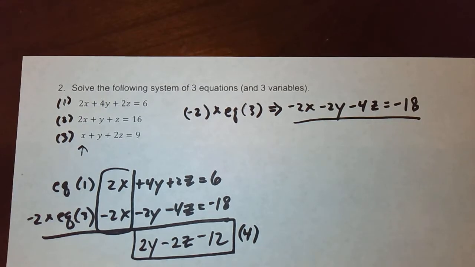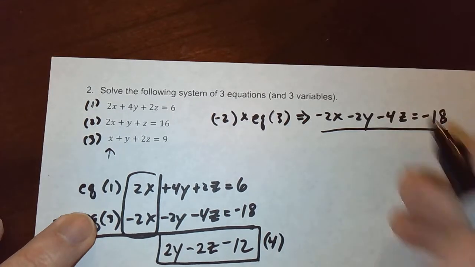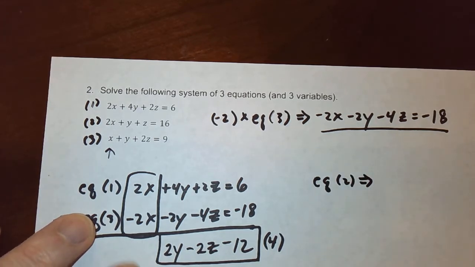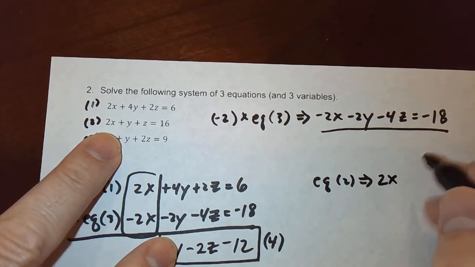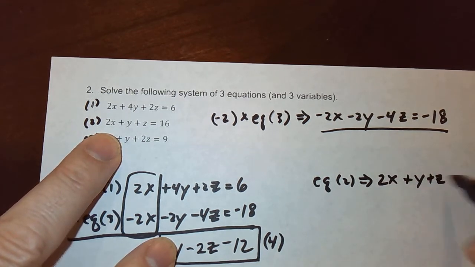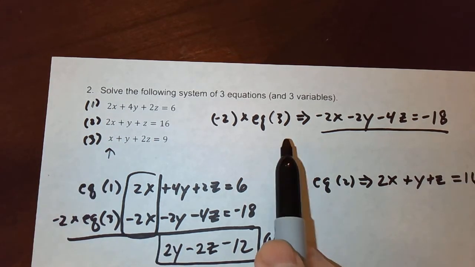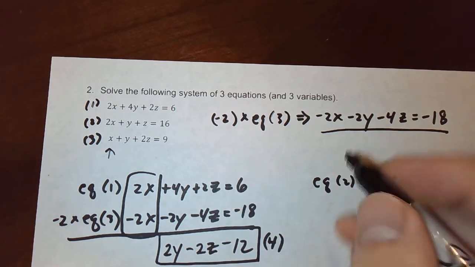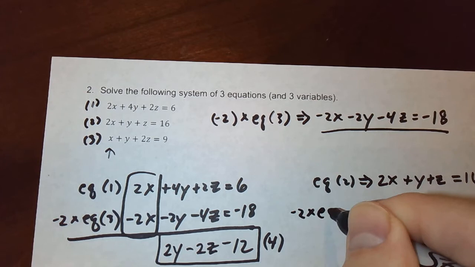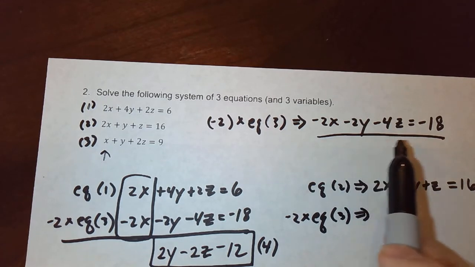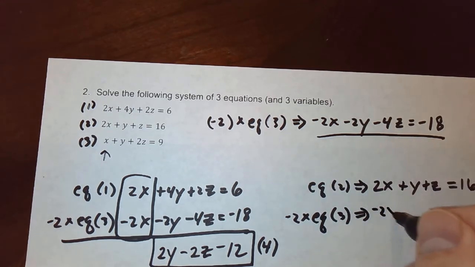Let's do similar, where now we're going to take equation 2 and just write it exactly like it is. 2x plus y plus z equals 16. And let's do the same second equation, -2 times equation 3. We're just taking that from upstairs right up here. -2x, -2y, -4z equals -18.